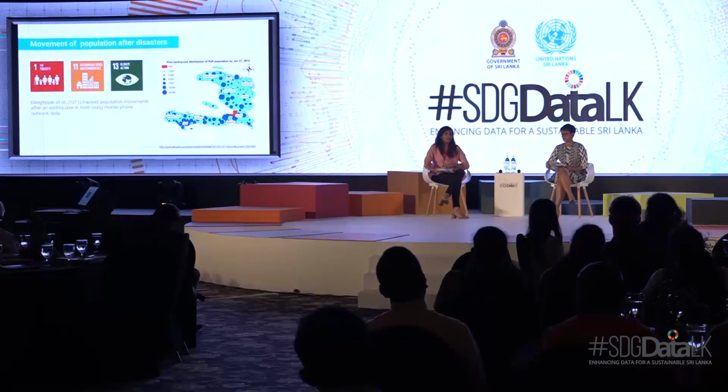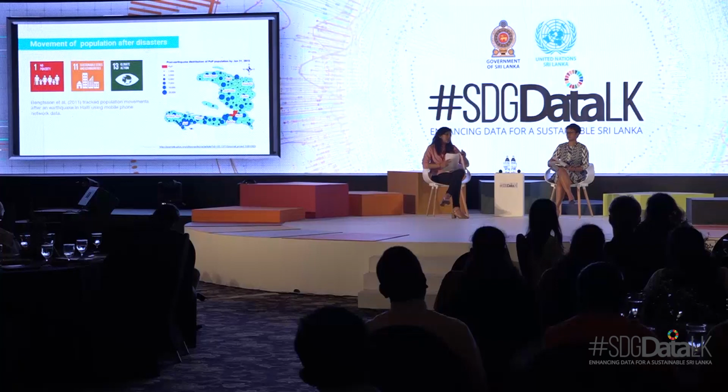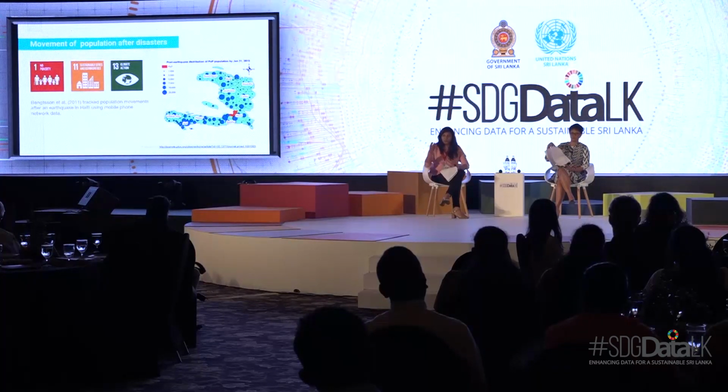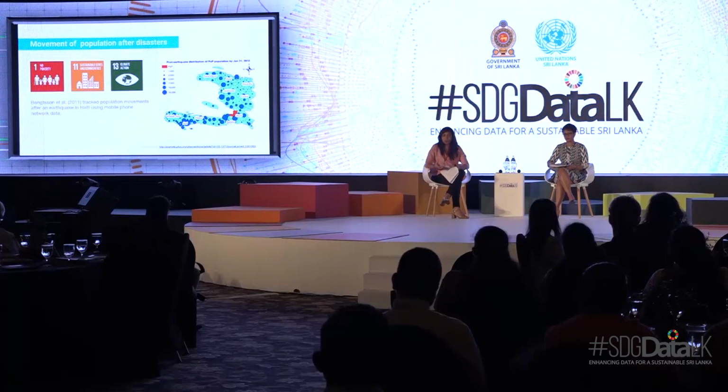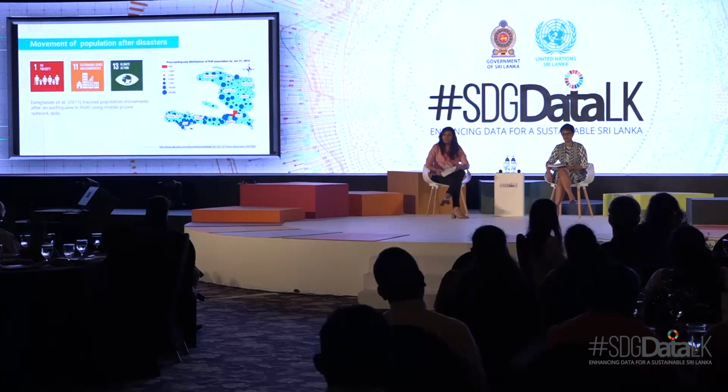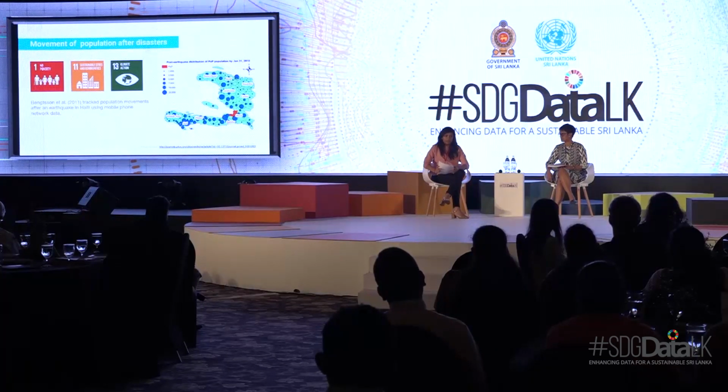Now, the final example I want to talk about is the movement of population after disaster. We all know that we need to know where the displaced population goes in order to provide targeted relief. So this is what the team from FlowMinder did. This is an example from the Haiti earthquake in 2010. They looked at the movement of population before and after the earthquake. And you can see the area in red is the center of the earthquake.